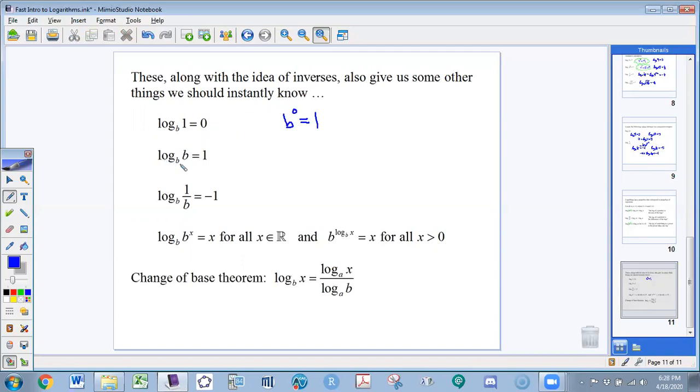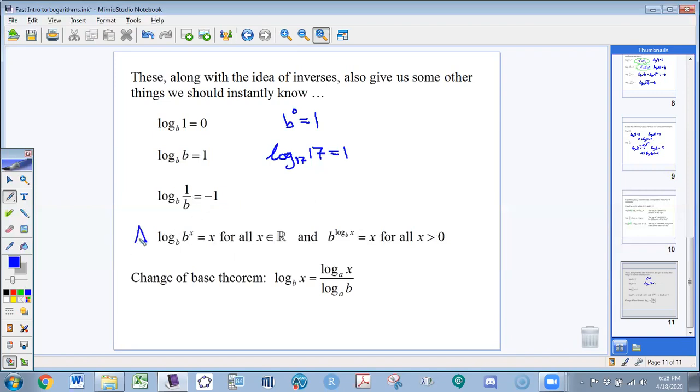In a similar way, log base b of b, no matter what the base is, is 1. Log base 17 of 17 is 1. What exponent would I put on 17 to get 17? I would put the exponent 1. Log base b of the reciprocal of b is negative 1.